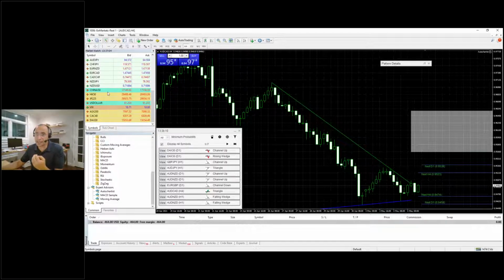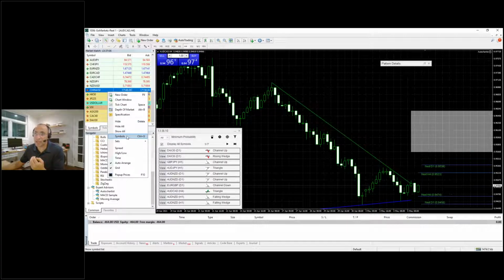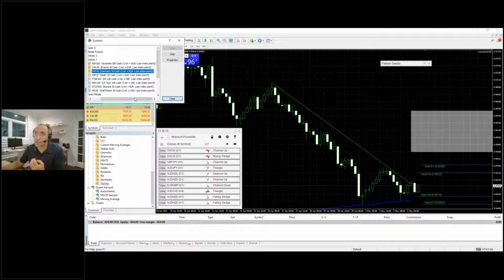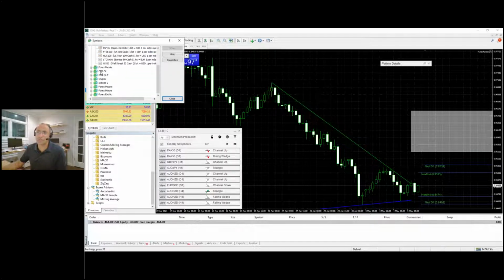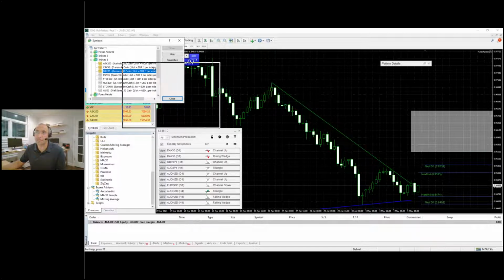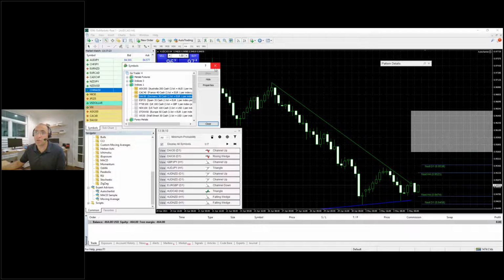But yes, again, as I said before, it'll work on any instruments that are available at your broker. So let me quickly see what's going on here. There's some oils, there's some metals. So anything that's in here, it'll work for, right? Any symbols that are in here on your market watch, it'll work for.